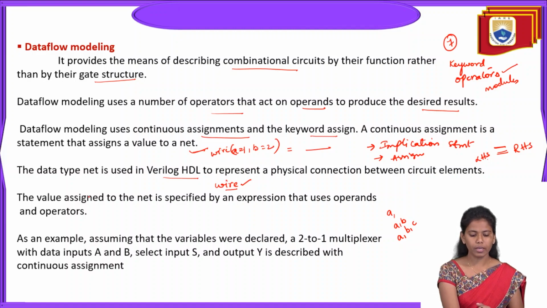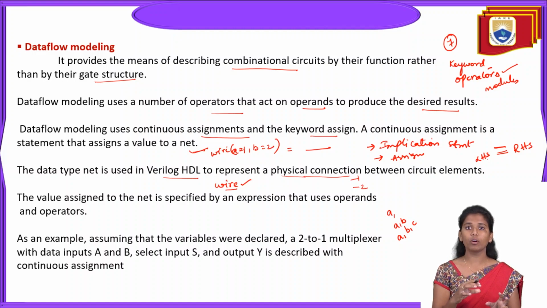So here the data type net is used in Verilog HDL to represent a physical connection. Remember, a physical connection. For example, I want to connect element 1 and element 2, and a physical connection should be there. For that purpose, I am using a wire. So this is a wire. A wire is meant to connect the two elements which are present in that particular block diagram.